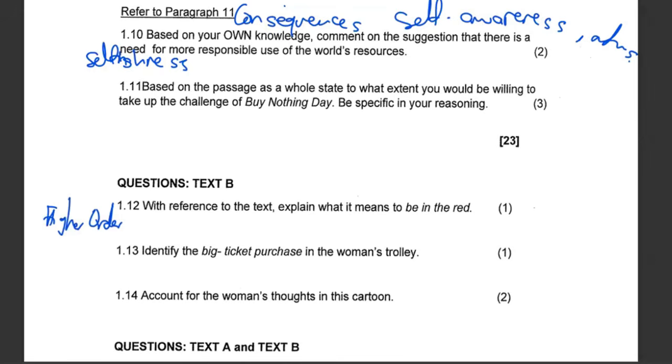Based on the passage as a whole, state to what extent you will be willing to take up the challenge of buy nothing day. Be specific in your reasoning. All right. I believe it says to what extent. If you are a consumer, would you be shopping on Black Friday, or are you going to be the self-aware one to say spending is worse, and therefore it's rather better to save and not buy anything at all on Black Friday? And it says be specific in your reasoning.